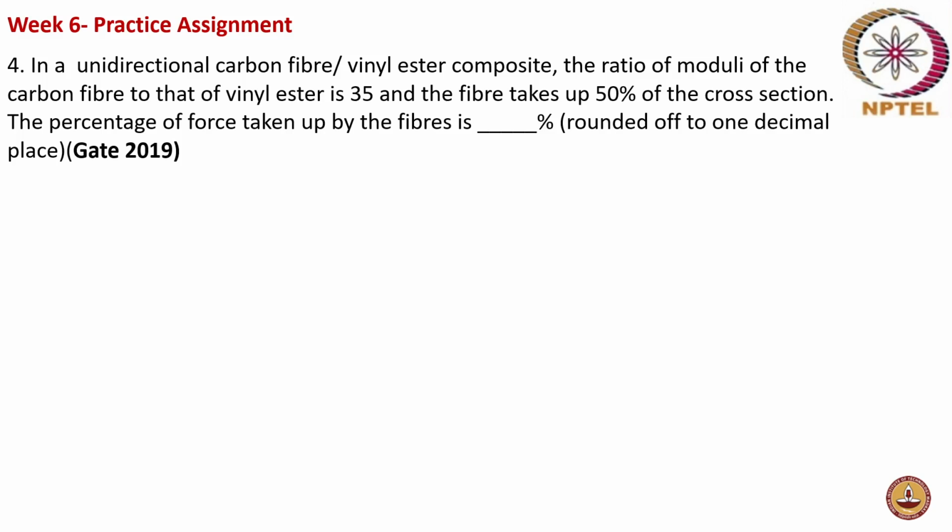So what is the information given? The ratio of modulus is given. Okay, so which is having higher moduli? Carbon fiber. Okay, and then what else is given? Vinyl ester as polymer. Okay. I need someone else to answer now. What else is given?